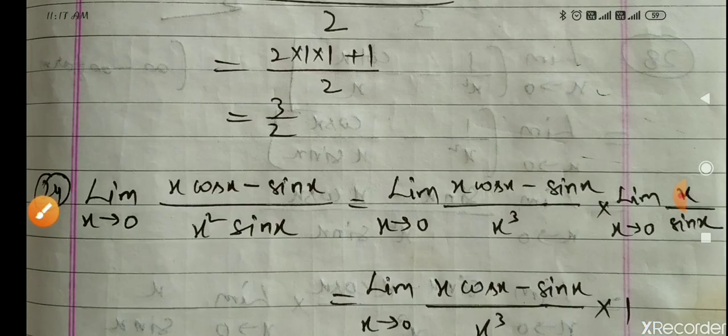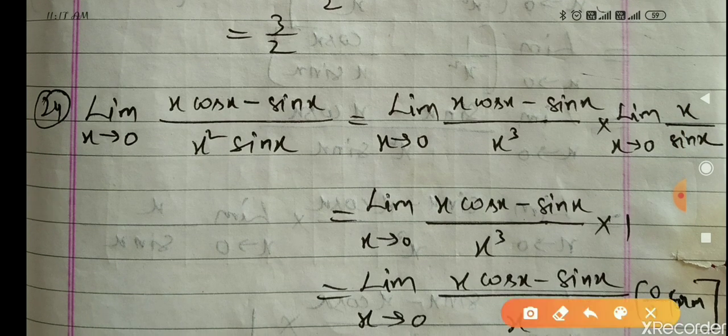Now question number 24, a different type of question is coming. Limit x tends to 0, (x cos x minus sin x) upon (x square sin x). First of all, in the denominator you can see x square sin x is given.